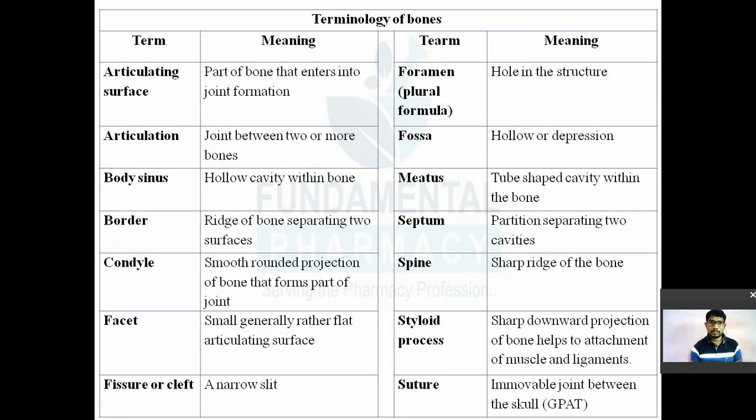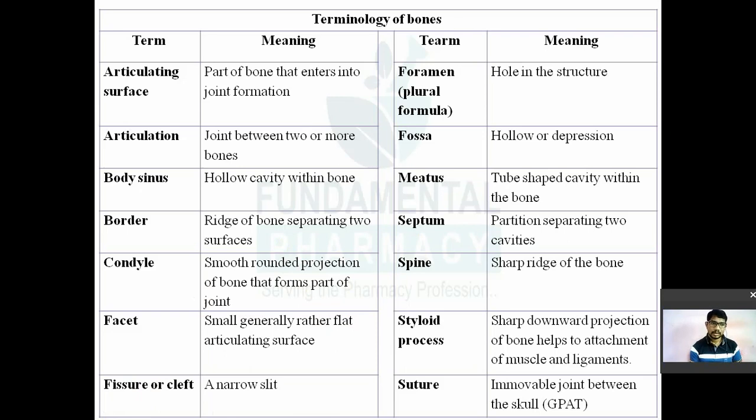Then body sinus means a hollow cavity within the bone. If there is a cavity-type area in the bone, then it is called a sinus. That is known as a body sinus. What is meant by border? A ridge of bone separating two surfaces. Okay, if your bone has two surfaces, one here and one there, and there is a ridge or a line by which they are separated, that ridge or line of bone that separates into two surfaces is known as the border.